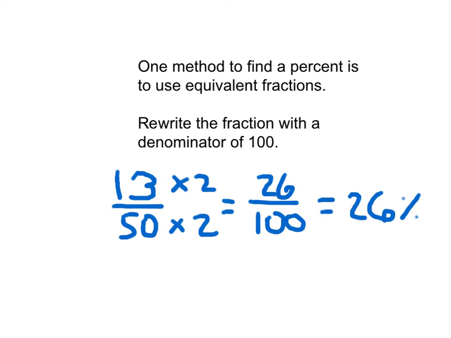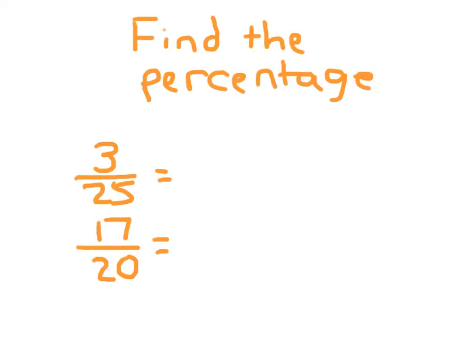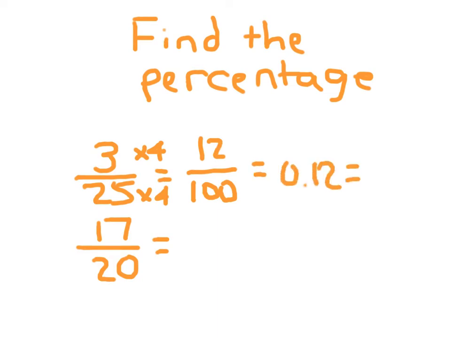Let's show a few more examples. Here we have 3/25. Remember, we want to get a denominator of 100. How is it that we can get 25 to 100? We multiply by 4. If we do that in the denominator, we must do the same thing in the numerator, so we also multiply by 4. 3 times 4 is 12. 12 hundredths, which equals 0.12, also equals 12%. 12 out of 100, 12 hundredths, 12%.